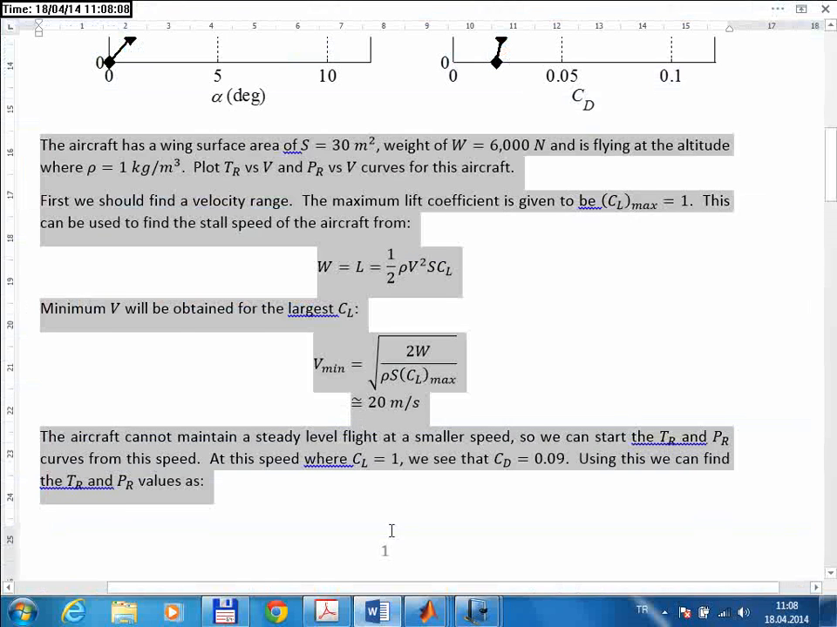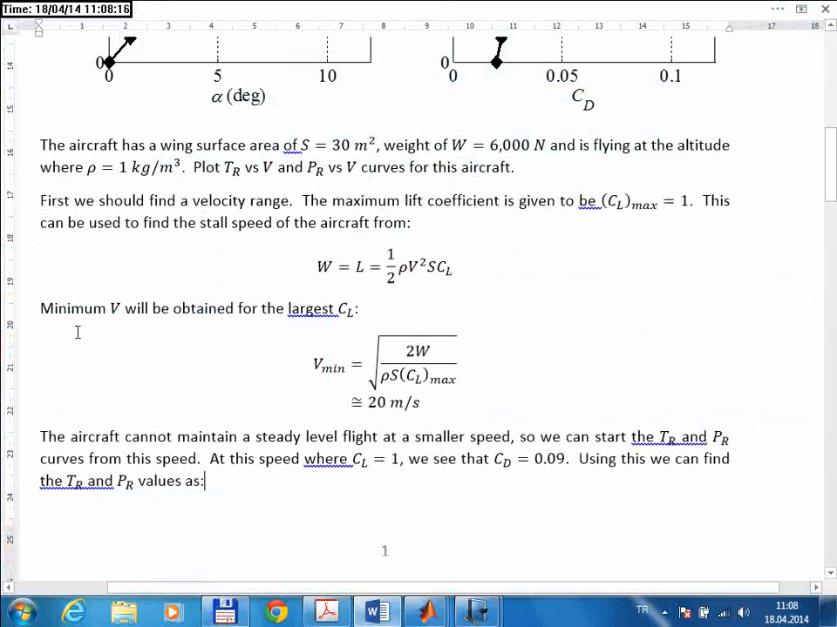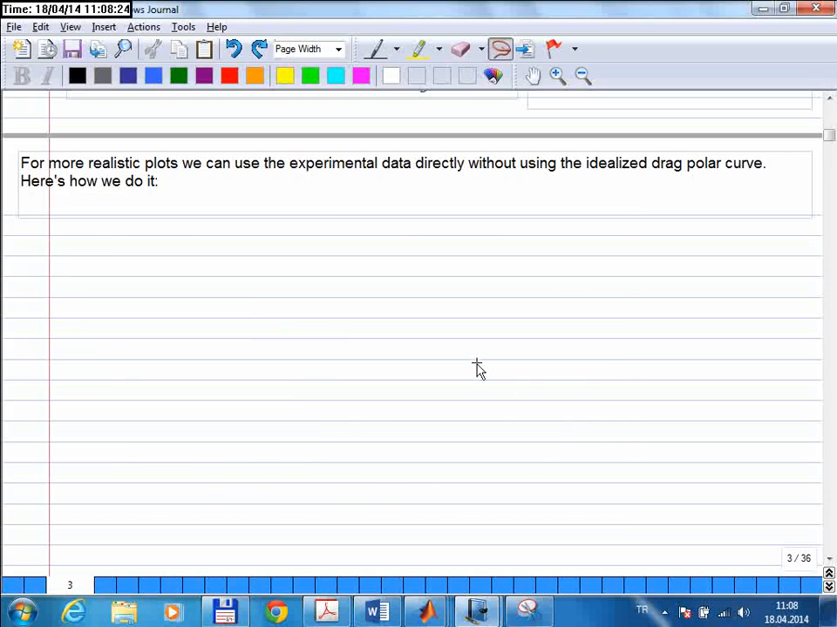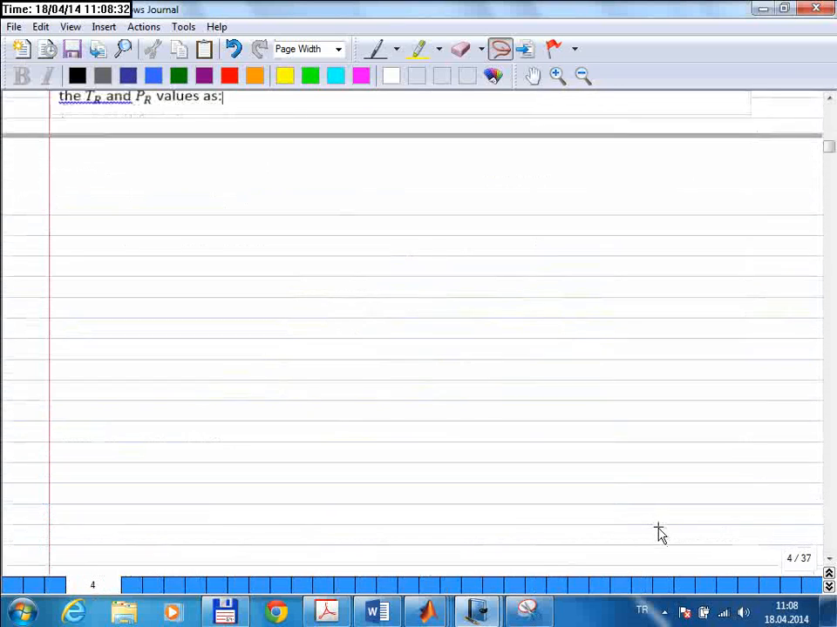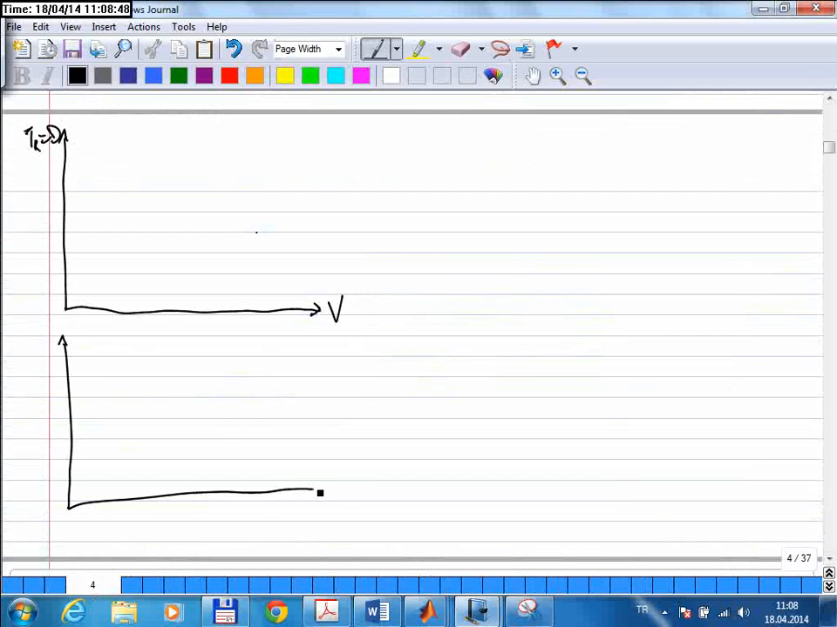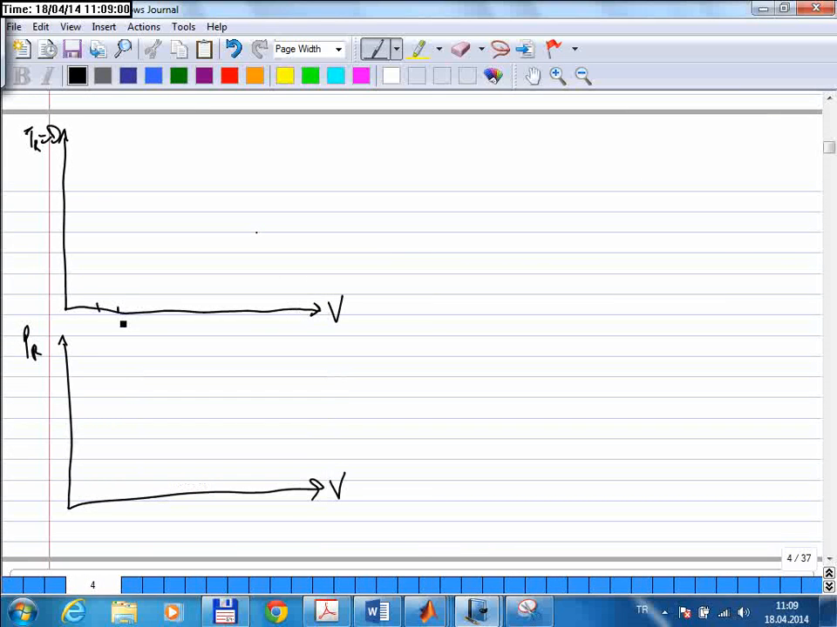Okay, so let me do it again and copy this as a picture. We are looking for thrust required and power required curves, right? For the thrust required plot, the horizontal axis will be speed and the vertical axis will be thrust required, which is equal to the drag force. And for the other one, the horizontal axis is again the speed of the aircraft, but the vertical axis will be power required. So I should calculate thrust required and power required for different speed values, right? If I can calculate it for this speed, then I can combine all this data to obtain the curve.